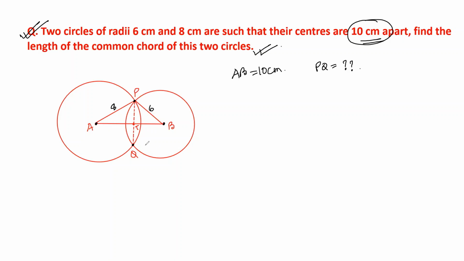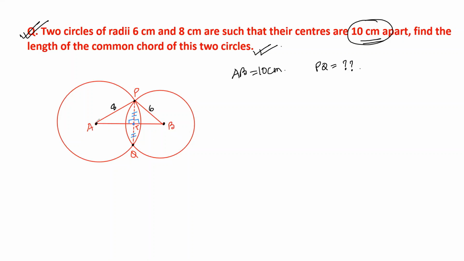We know in case of two intersecting circles, the line joining the centers of the two circles will perpendicularly bisect the line joining the points of intersection. So here, the line joining the centers of the two circles, AB, will bisect perpendicularly the line joining the points of intersection, that is the line PQ. So we can say that these angles are 90 degrees and T is the midpoint of the line PQ. So the length PT is equal to the length TQ.